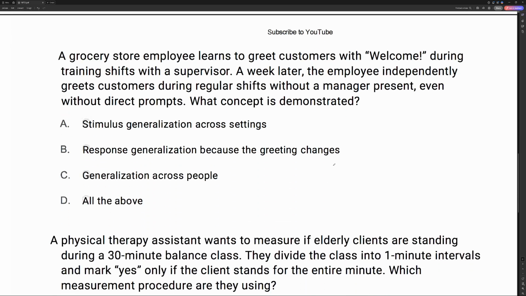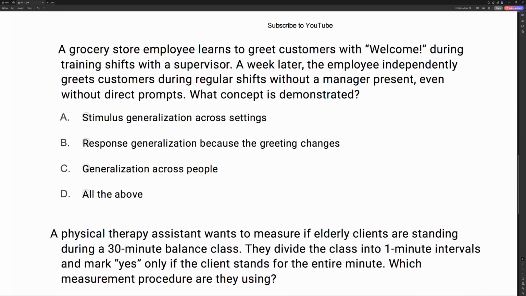A grocery store employee learns to greet customers with welcome during training shifts with a supervisor. A week later, the employee independently greets customers during regular shifts without a manager present, even without direct prompts. What concept is demonstrated? So, concept question.